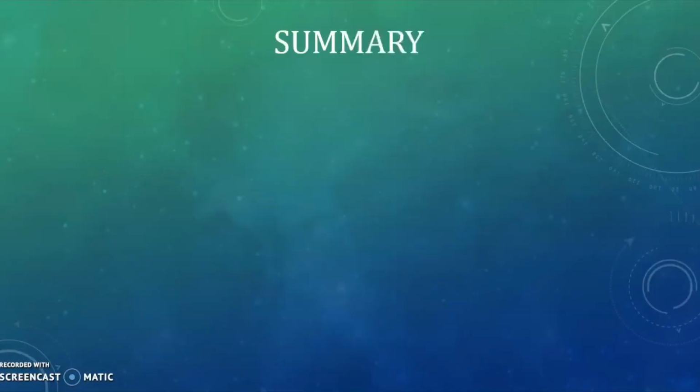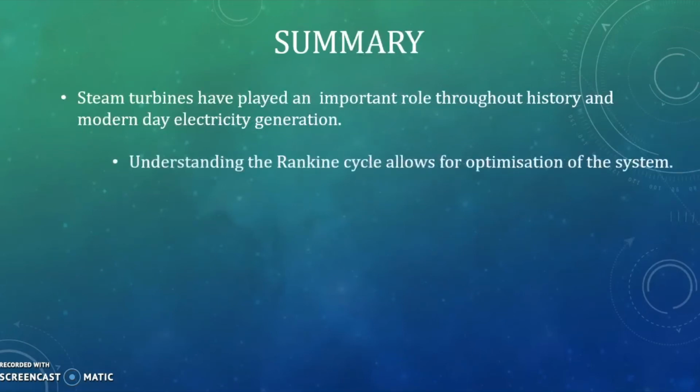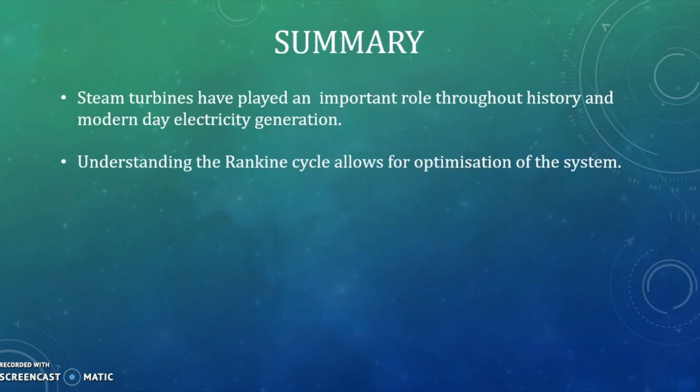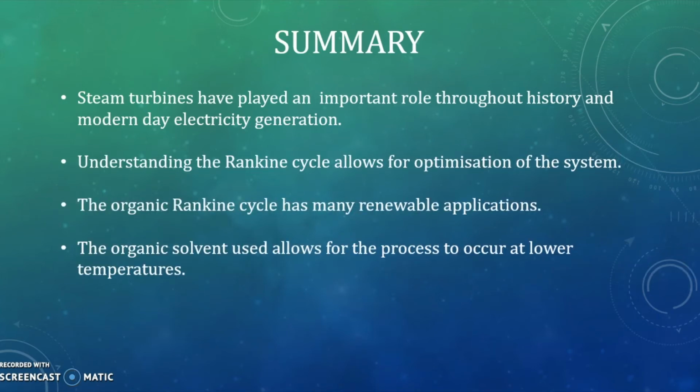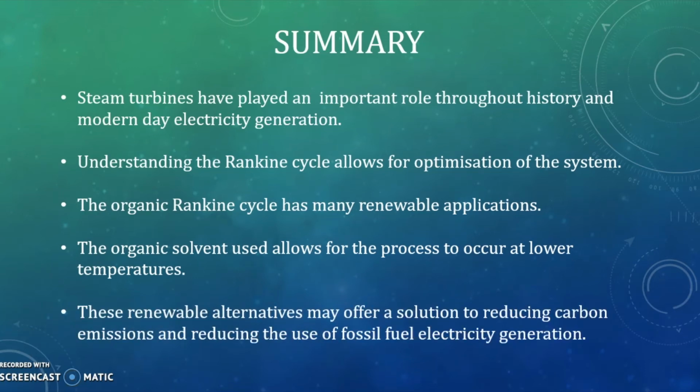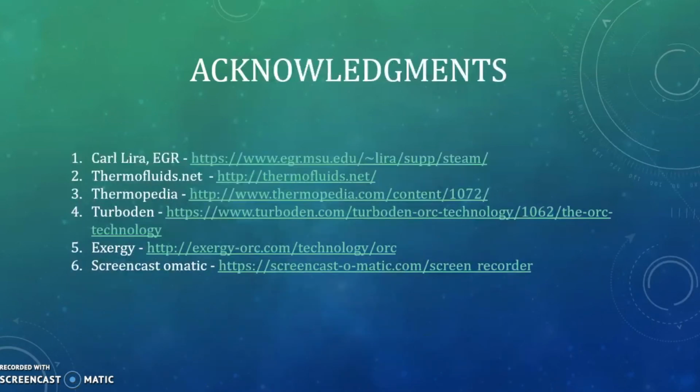Summary. Steam turbines have played an important role throughout history and modern-day electricity generation, being partially responsible for the Industrial Revolution. Understanding the Rankine cycle allows for optimization of the system. The organic Rankine cycle has many renewable applications. The organic solvents used allows for the process to occur at much lower temperatures. These renewable alternatives may offer a solution to reducing carbon emissions and reducing the use of fossil fuels.